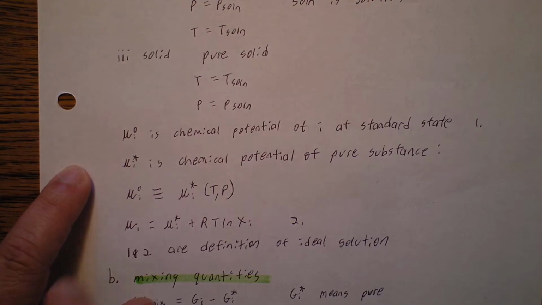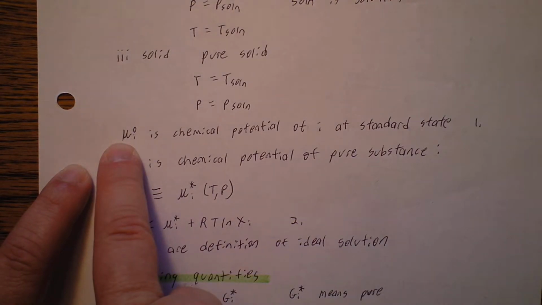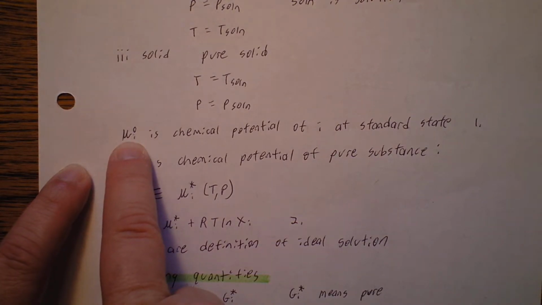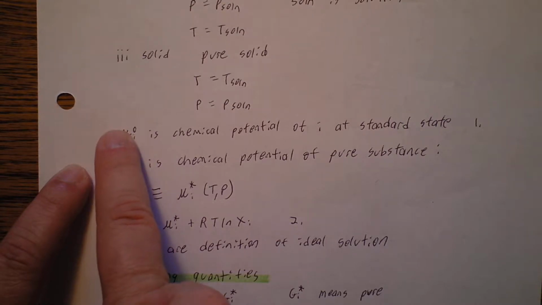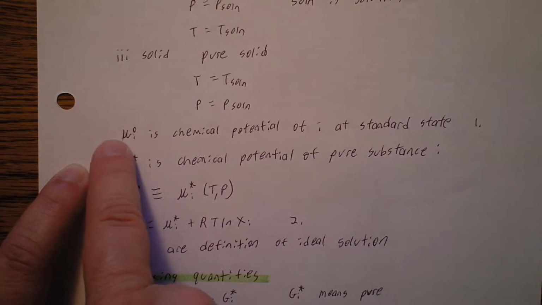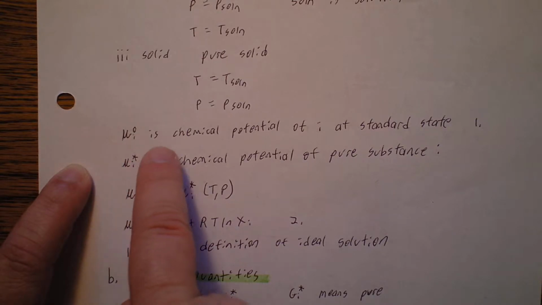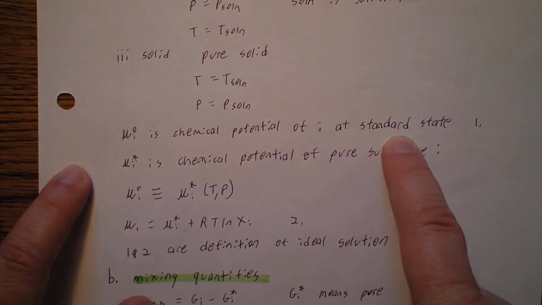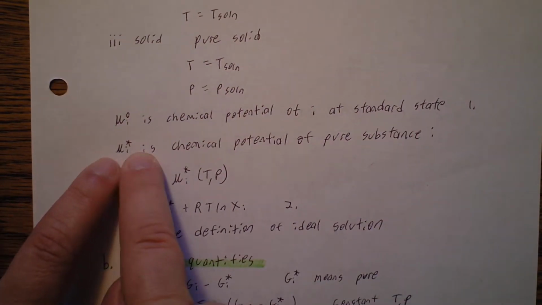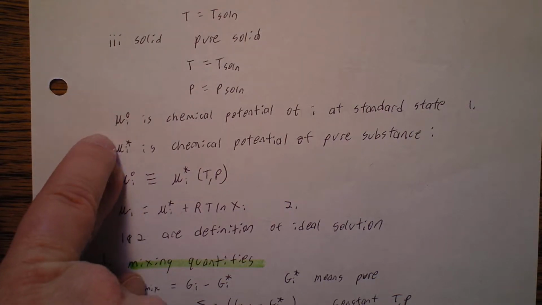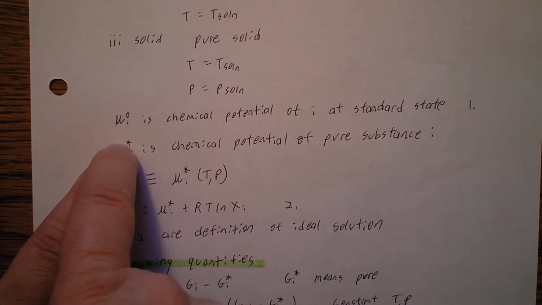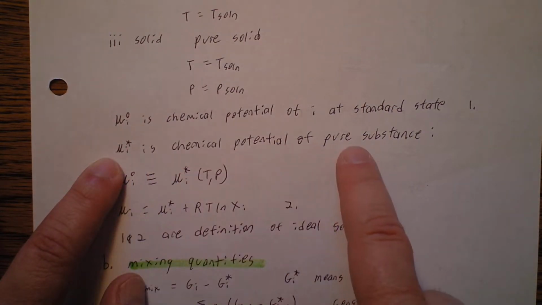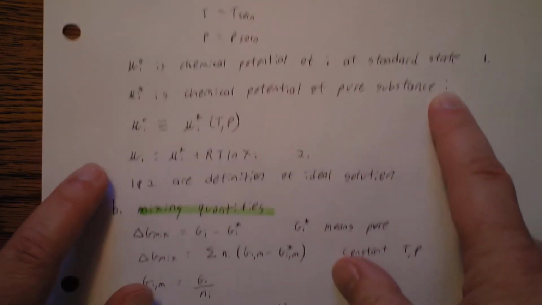Now let's look some more at our nomenclature. So remember, mu is our chemical potential. The subscript I means our substance I, and the superscript naught means in the standard state. So mu subscript I superscript naught is the chemical potential of substance I in its standard state. Now remember, star means the pure substance. So we have mu subscript I superscript star, that's the chemical potential of the pure substance I.